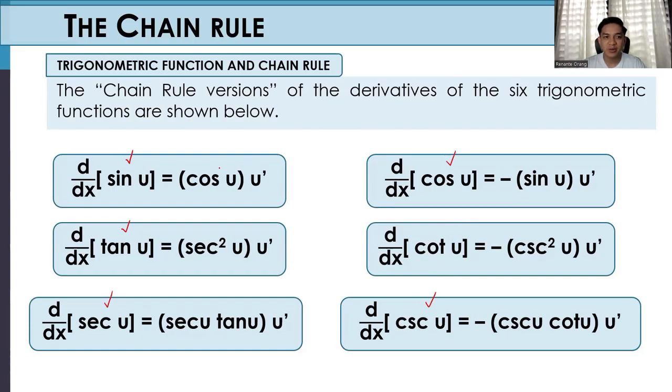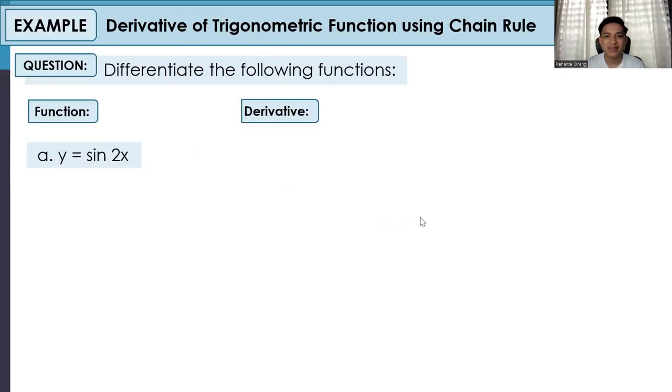So, ibig sabihin dito, class, i-a-apply natin yung ating chain rule sa ating trigonometric function. All we need to do is to differentiate them normally, and then ilalagay natin yung derivative ng ating u, which is our u prime. Kumbaga, we are differentiating a function within our trigonometric function. So, i-apply po natin, class, yung ating mga formulas kanina sa ating mga examples para mas maintindihan natin on how to apply chain rule on our trigonometric functions.